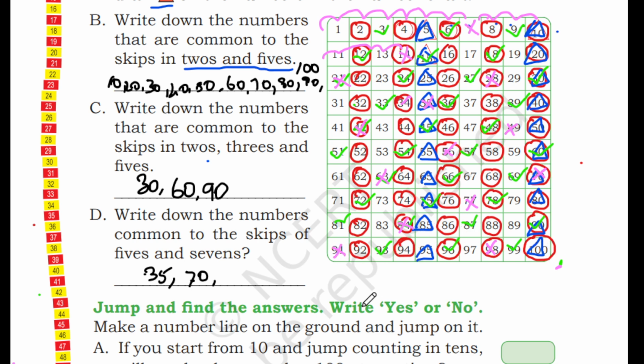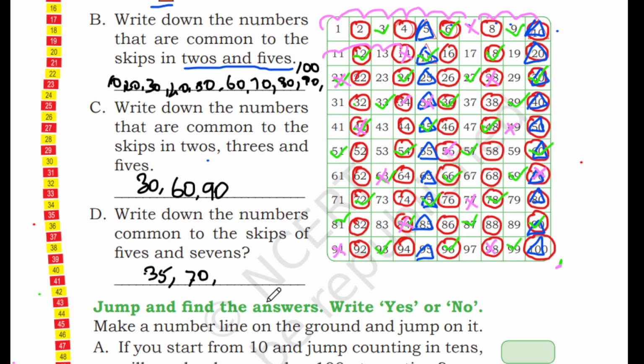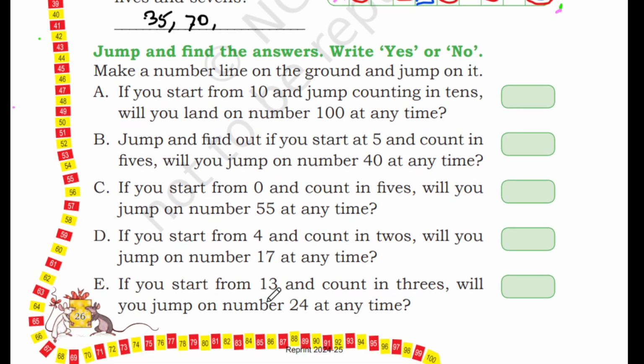No, it's only number 35 and 70. Okay, so let's see the next one. Jump and find the answer. Write yes or no. So it's a yes or no question. So now what they're asking, make a number line on the ground and jump on it.